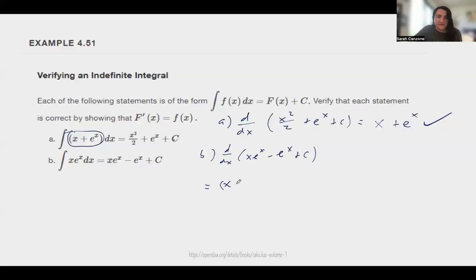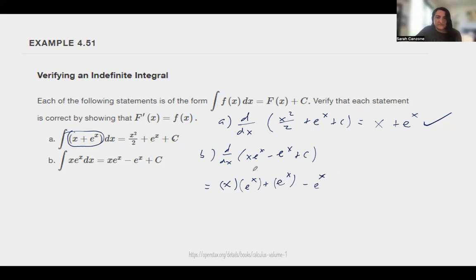First, that's x, times the derivative of the second. Derivative of e to the x is just e to the x, plus second, which is e to the x, times the derivative of the first. Well, the derivative of x is just 1, so I don't need to write that. All right, next, minus e to the x, so the derivative of e to the x is just e to the x. And then the derivative of c goes to 0.